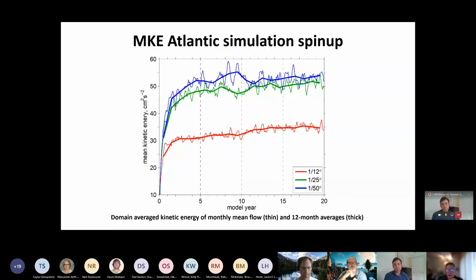So here is the evolution of the total kinetic energy for each of the simulations. As you go from 1/12 degree in red here, you double the resolution, but you decrease viscosity accordingly, you pretty much double the level of EKE. But the 1/50th of a degree, which has a similar amount of viscosity, is similar to the 1/25th degree. The idea behind it is to just isolate the impact of the resolution alone.